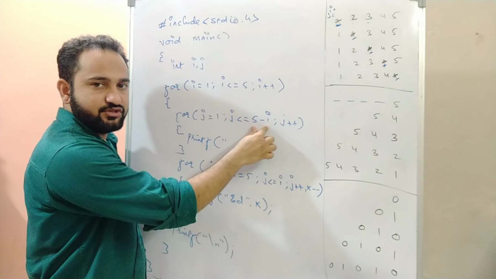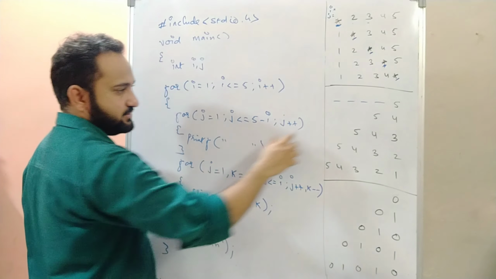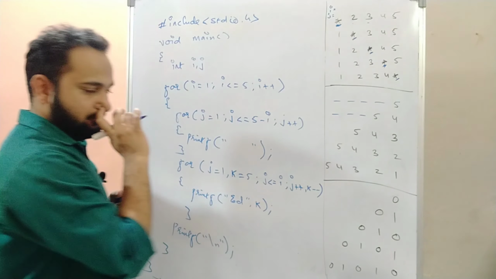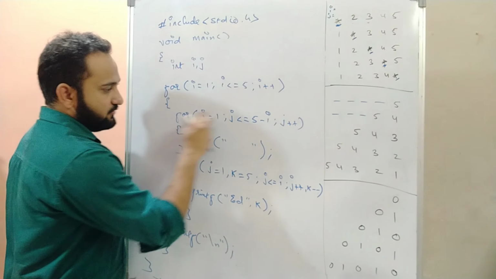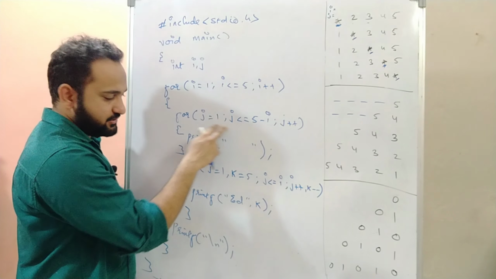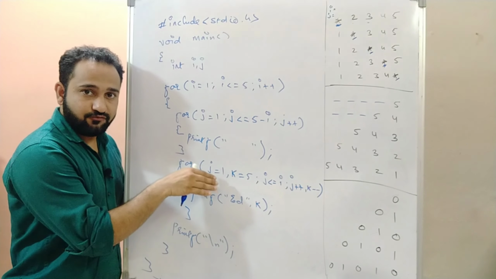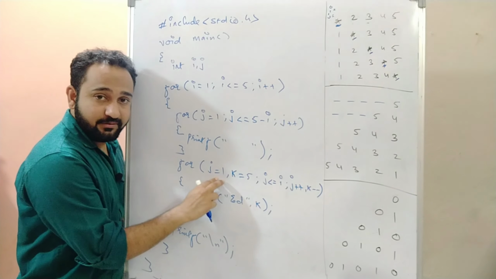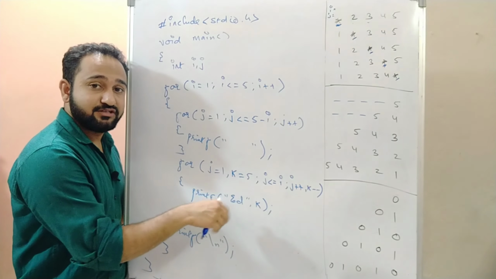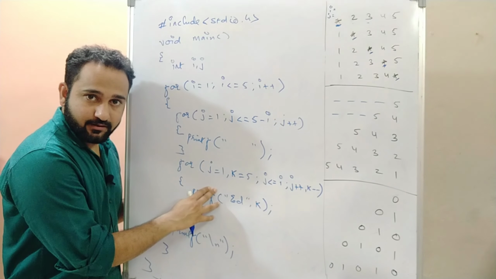5 minus 2 is how much? 3. How many spaces will it leave? It will leave 3 spaces here. Fine. And now it will go back. The value of j becomes 4. 4 is less than equal to 3. Condition false. It will come out of the loop. And now it's going back into this for loop again. The value of j will be initialized to 1 once again, and the value of k will be initialized to 5 once again. I hope you're getting this.